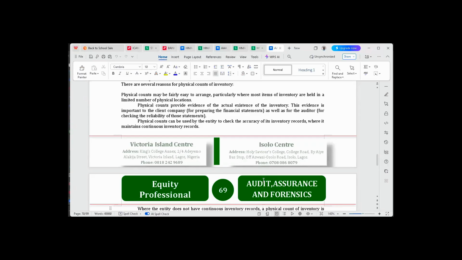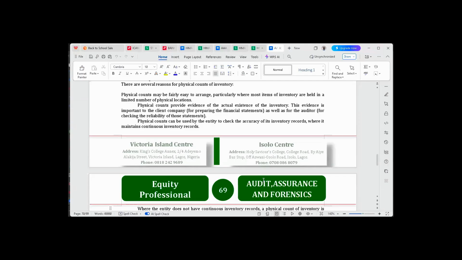Okay. Now, what you need to note here is that the essence of this inventory count is to be able to satisfy the assertion that the inventory actually exists. Okay, that's what you are trying to get. All right.